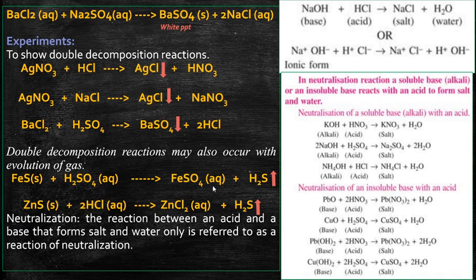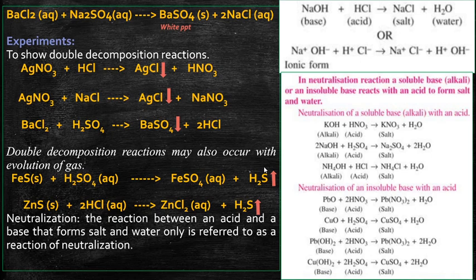FeSO4. Ferrous sulfate is in the aqueous state and it produces H2S gas. For this H2S gas, I am showing an upward arrow mark. A downward arrow mark resembles the formation of precipitate. An upward arrow mark resembles the evolution of gas. Understand? Similarly, zinc sulfide reacts with HCl. It produces zinc chloride and hydrogen sulfide. Okay, this is nothing but a reaction with evolution of gas.